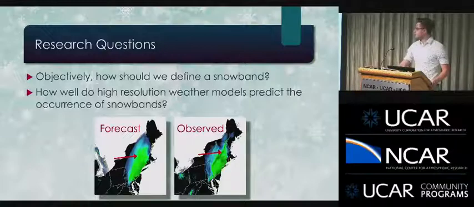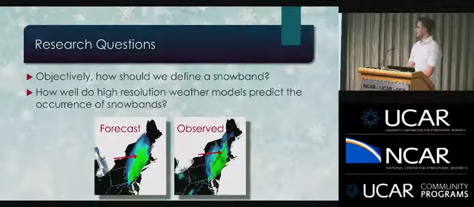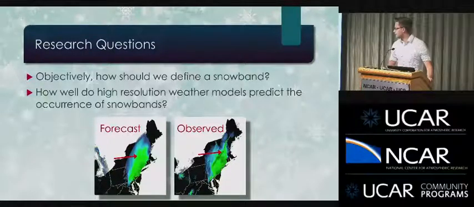So how should we define a snowband? We need some algorithmic way to identify snowbands in both forecast and observed radar imagery, so we can compare the two. Once we've done that, we can assess how well high-resolution weather models actually predict the occurrence of snowbands by comparing images like the one I have below here.